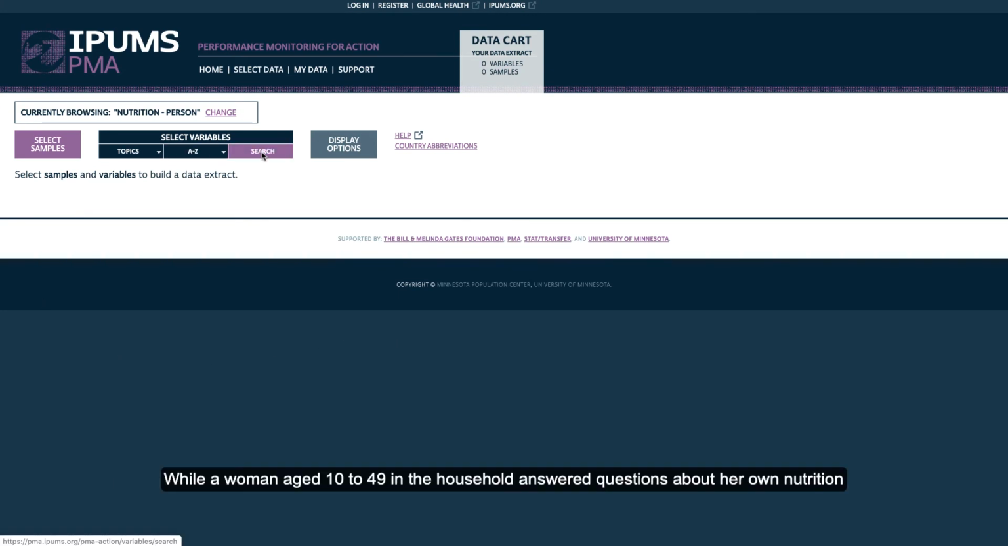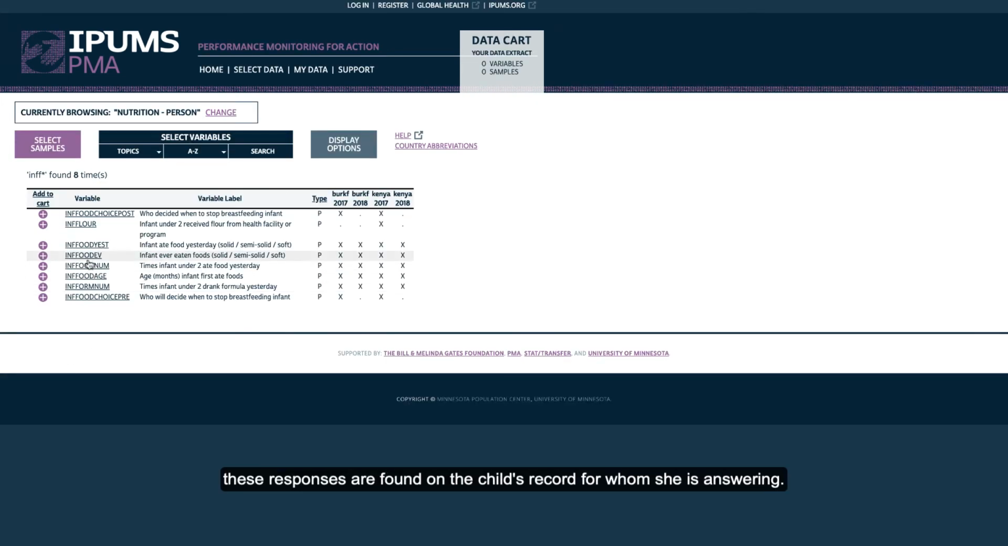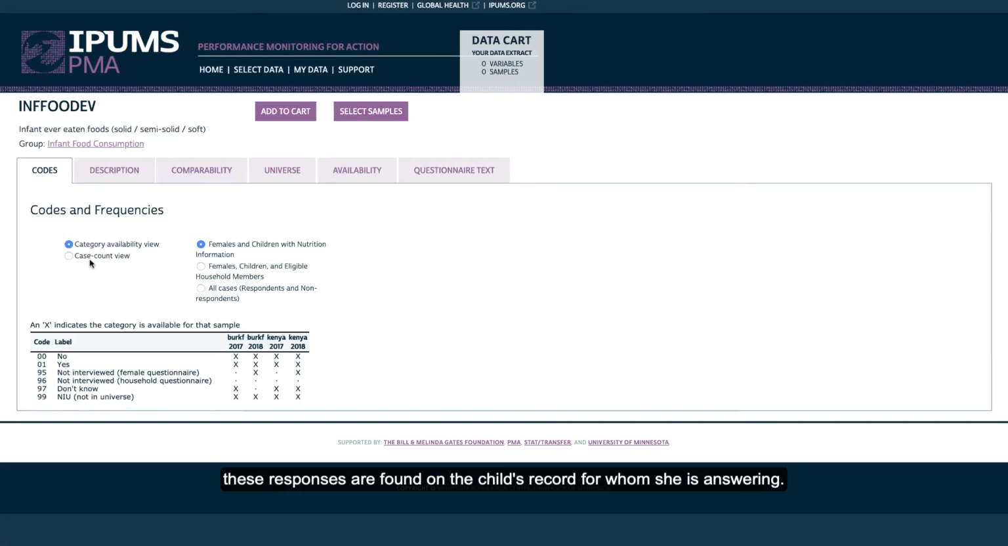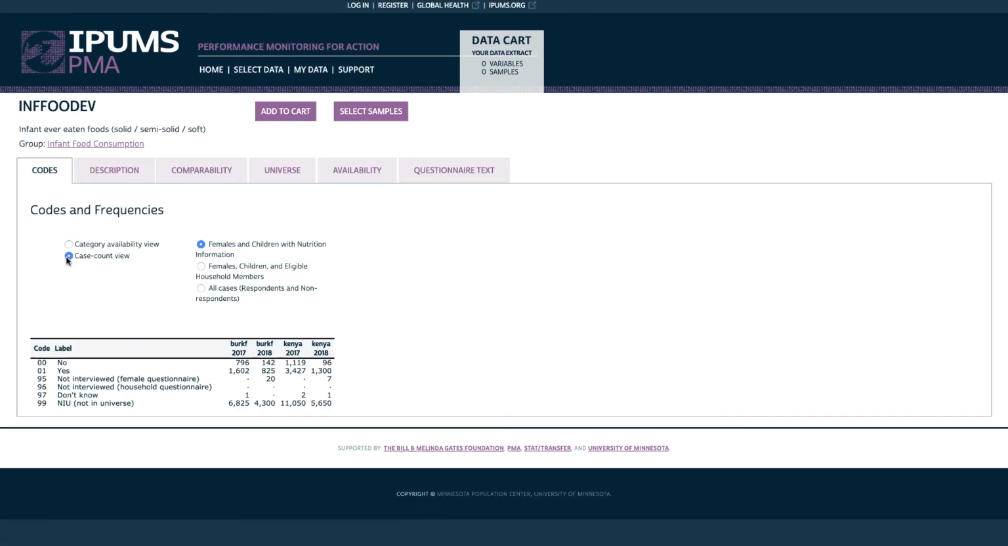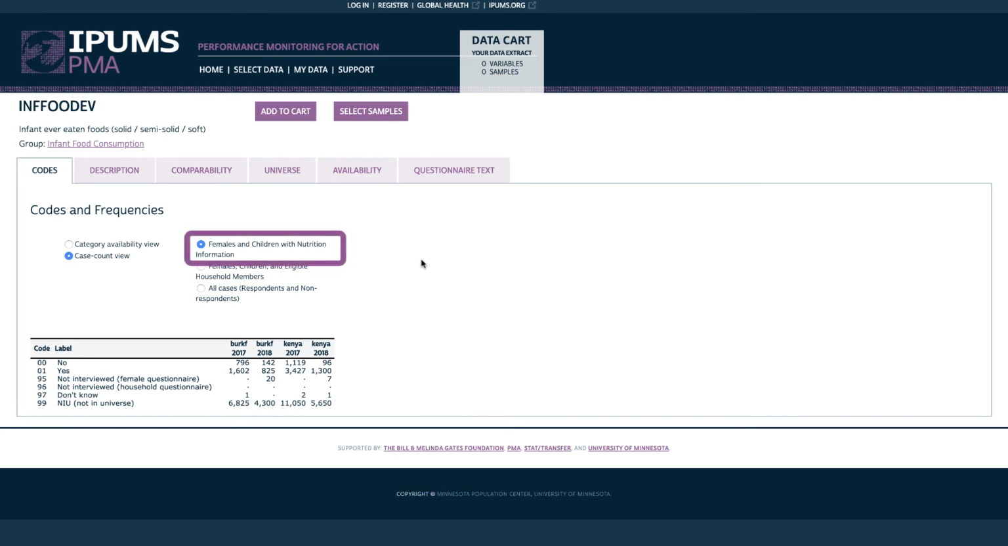The case selection for the nutrition person level differs from the family planning person level surveys. While women aged 10 to 49 in the household answered questions about her own nutrition and the nutrition of children under 5 in the household, these responses are found on the child's record for whom she is answering. The default selection is for women and children to have their information on their record about nutrition.